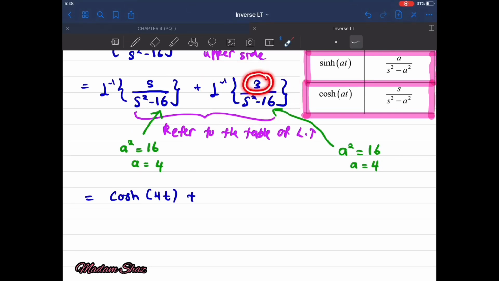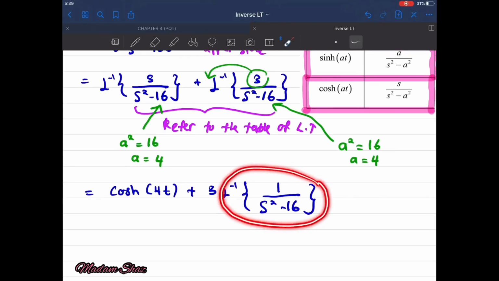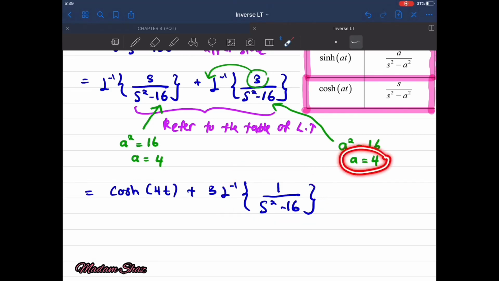So we have a constant at the upper side here. The constant you have to bring to the outside, so we bring 3 to the outside. Laplace inverse, the upper side will become 1 over s square minus 16. Now in order to solve for the Laplace inverse of 1 over s square minus 16, our a is equal to 4. So you have to write this in terms of a over s square minus a square, whereby our a here must be written as 4.